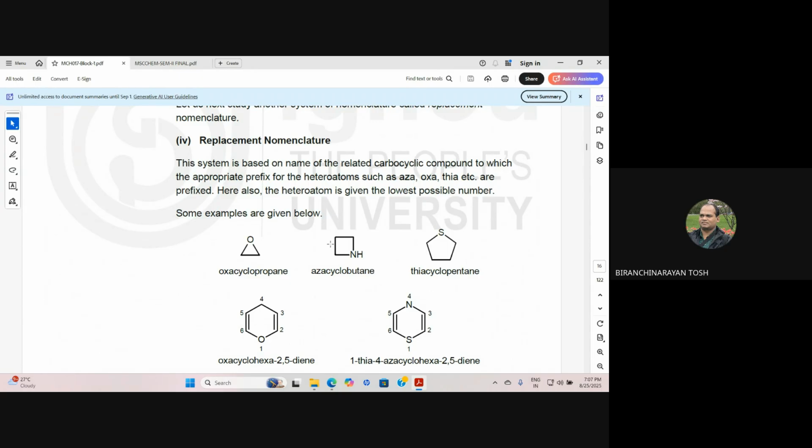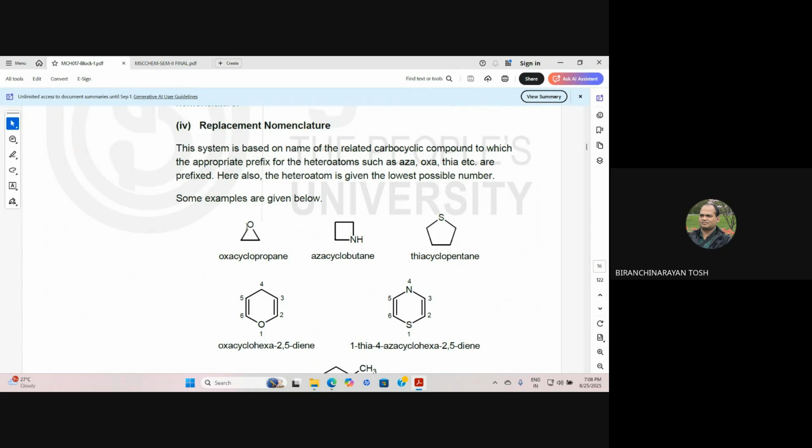This system is based on the name of the related carbocyclic compound to which the appropriate prefix of the heteroatom, like aza, oxa, thia, etc., is prefixed. You can see here, if oxygen were not there, this is cyclopropane. Replacement means one carbon is replaced by oxygen, so for oxygen we use oxacyclopropane. And for nitrogen, aza will be used with cyclobutane: azacyclobutane. Similarly for sulfur, thiacyclopentane.